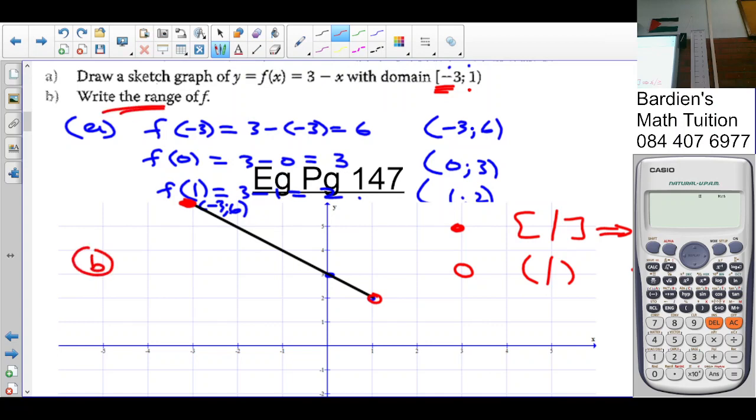Then in B they ask you, what is the range of the graph? So range is all possible y values. So we always read it from negative y to positive y. If we read domain, we read it from negative x to positive x. Can you guys understand? So you go from negative y to positive y. Your domain is from negative x to positive x. So we always read it from left to right, or we read it from bottom to top.